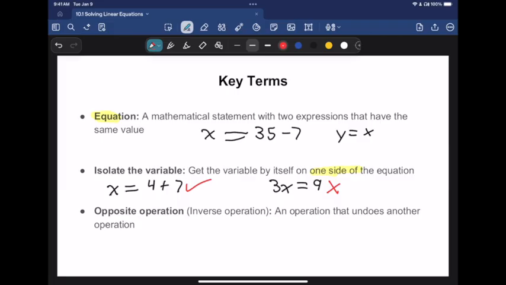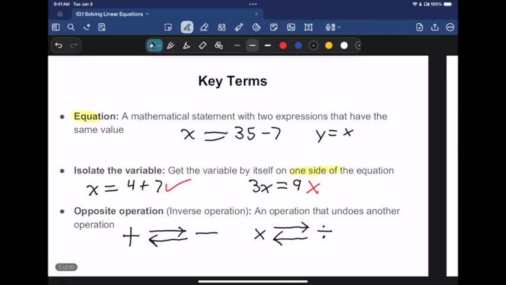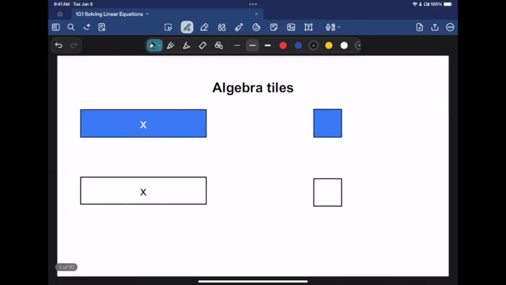Opposite operation is the inverse operation, an operation that undoes another operation. For example, the inverse of adding is subtracting, and the inverse of subtracting is adding. The inverse of multiplying is dividing, and the inverse of dividing is multiplying. So that's just an opposite or inverse operation. Let's get into reviewing some algebra tiles, which are visual representations of our equations, and then we'll learn how to solve with opposite operations.